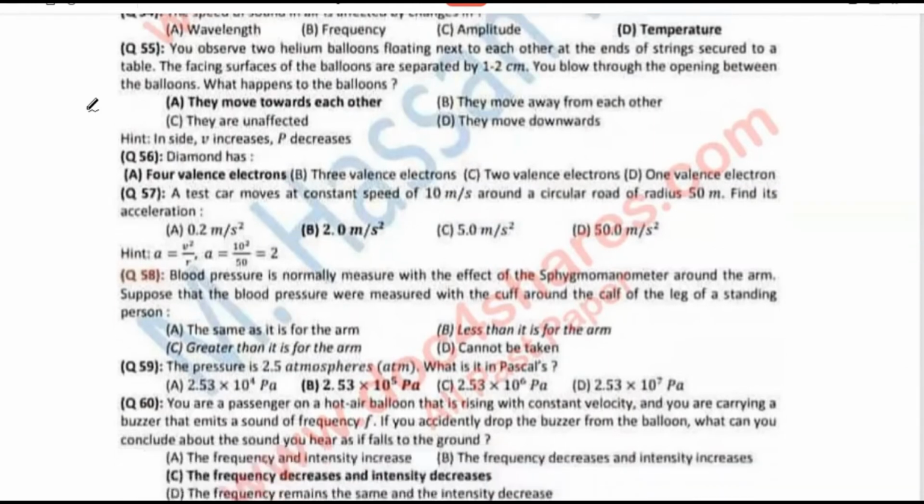So the next one: the pressure is 2.5 atmospheres. What is it in pascals? So the answer is B, 2.53 × 10^5 Pascal.